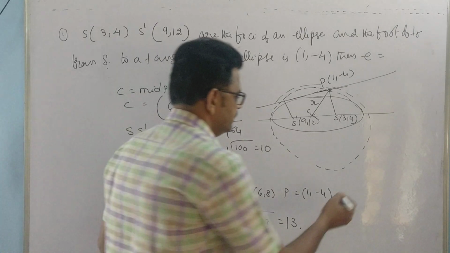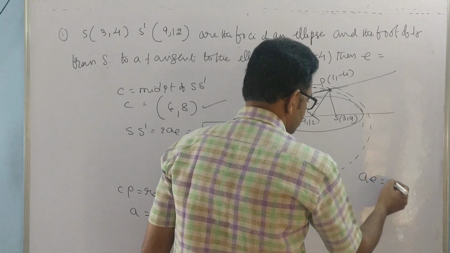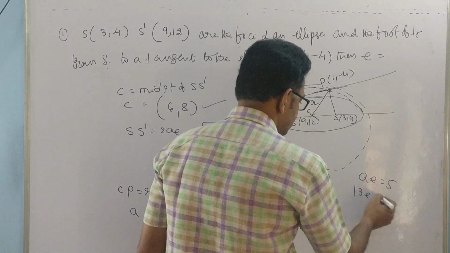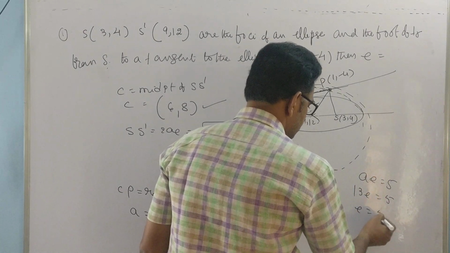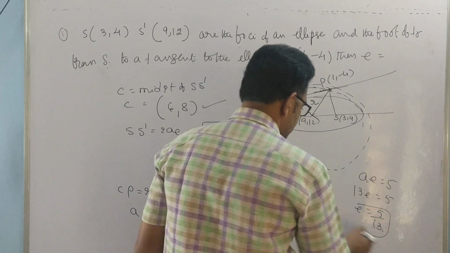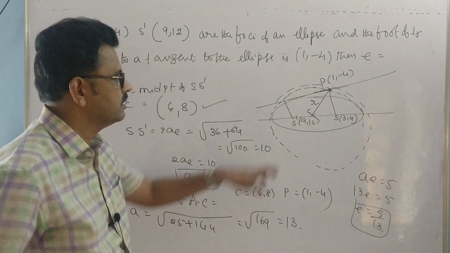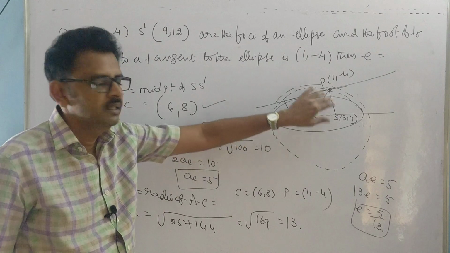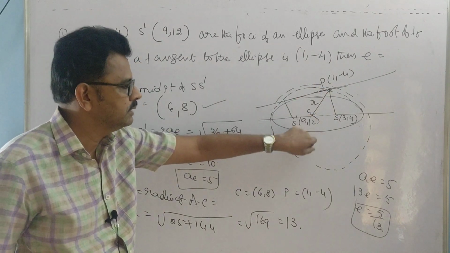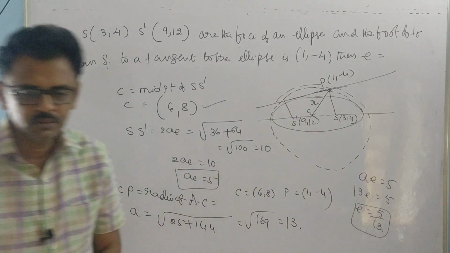Therefore, with AE equal to 5 and a equal to 13, e is equal to 5 by 13. So if you are strong in this definition, the auxiliary circle definition, and have the concept, then only is it possible to solve this problem.